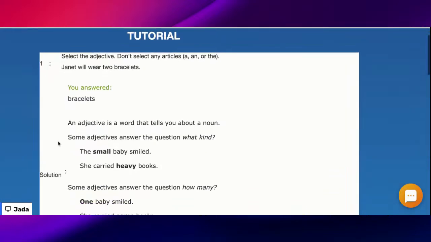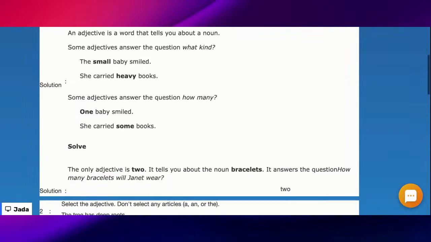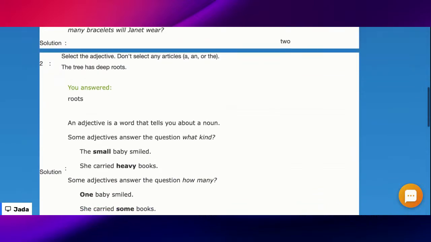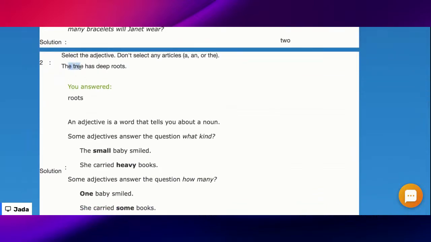All right, Janet will wear two bracelets. Now, if we ask how many bracelets will Janet wear? Hi, David. I think you're David, right? So, yeah, if we say how many will she wear, it's two, because two is the adjective that's telling us how many.